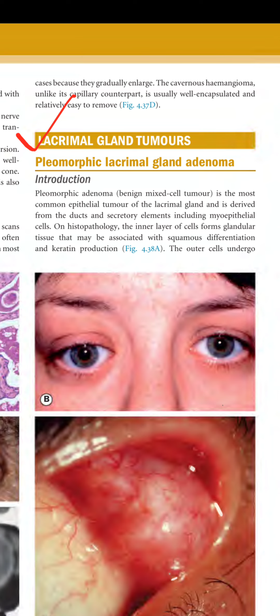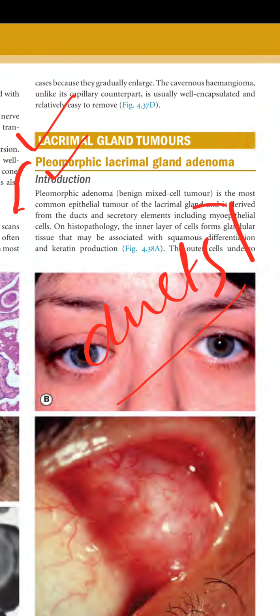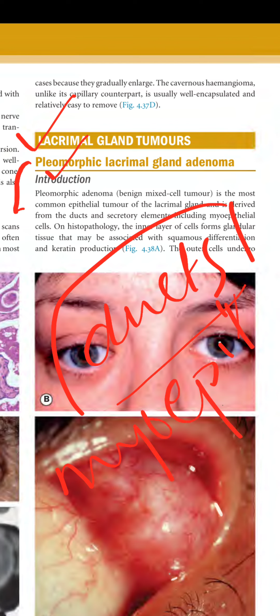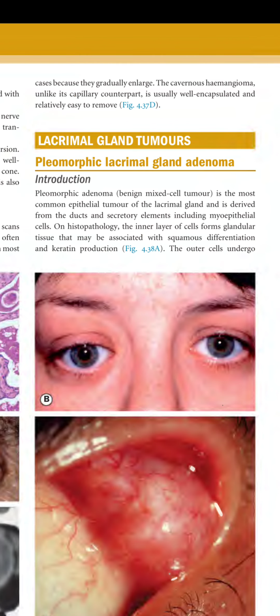So, pleomorphic lacrimal gland adenoma is a benign tumor. Introduction. Pleomorphic, benign mixed cell tumor. So basically it is a mixed cell tumor, so that is why it is called pleomorphic. It is the most common epithelial tumor of the lacrimal gland and is derived from the duct and the secretory elements, including myoepithelial cells. So basically the tumor originates from the epithelial cells of the duct and another secretory element, myoepithelial cells, which are basically the secretory material.